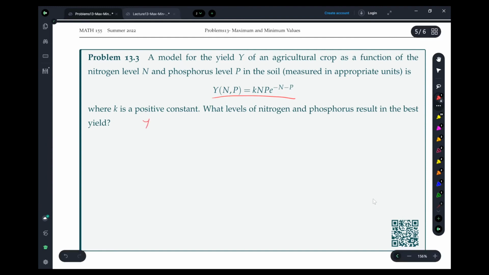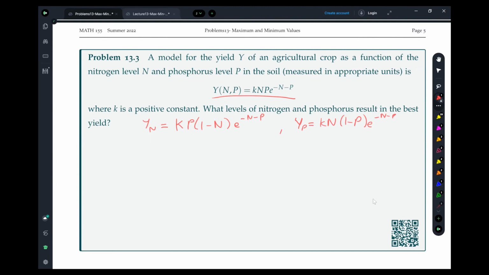In fact, because time's short, I'm going to give you a little head start here. So the partial derivative, y sub n, is going to be k times p times 1 minus n, e to the minus n minus p. And through symmetry, we get y sub p is k n times 1 minus p, e to the minus n minus p. So I'll give you a little head start there. Those are the partial derivatives. You're going to find your critical points by setting those equal to 0 at the same time and solving them.